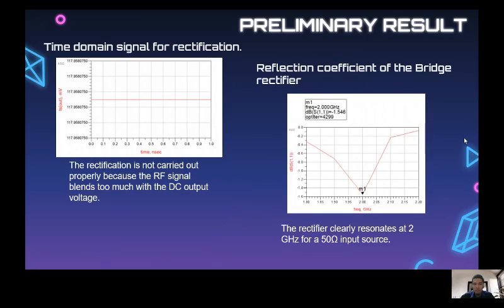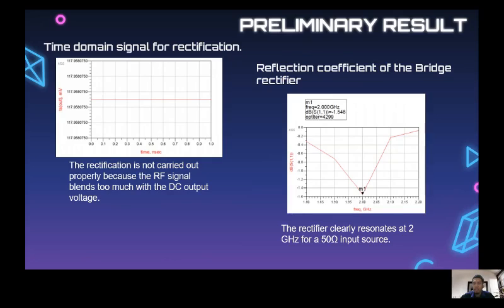Time domain signal for rectification. The rectification is shown entirely in the graph. The value doesn't go below 0. If it's below 0, the rectification is not carried out properly because the RF signal blends too much with the DC output voltage. Next one is the reflection coefficient of the bridge rectifier.